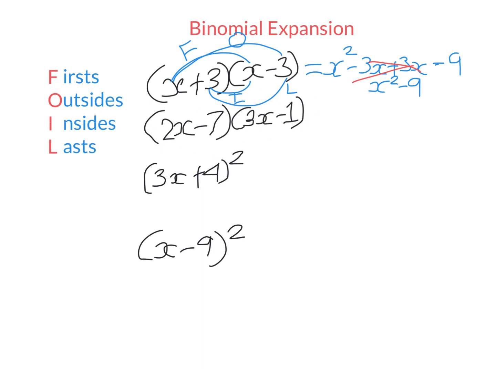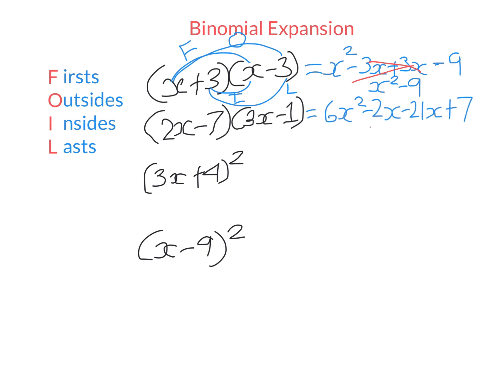All right, let's look at this one here. So first, the thing that occurs first in each bracket, 2x times 3x. Outsides is 2x times negative 1. Insides is negative 7 times 3x. And last, negative 7 times negative 1.